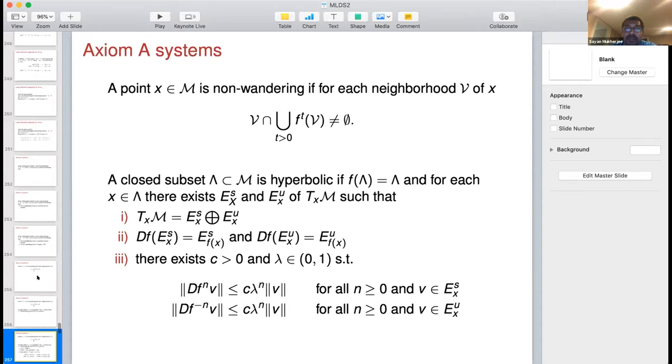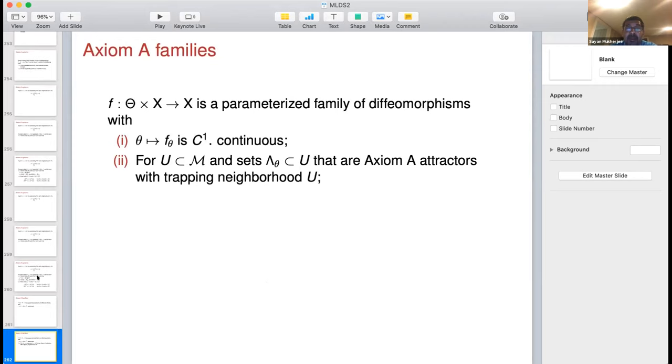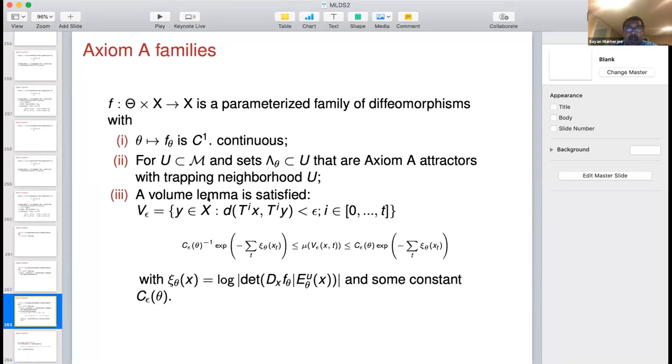Basically using, again, Axiom A families. What is it? The parameterized family of diffeomorphisms. The map from theta to f_theta is C1 continuous. I have Axiom A attractors. And this is called a volume lemma, okay?